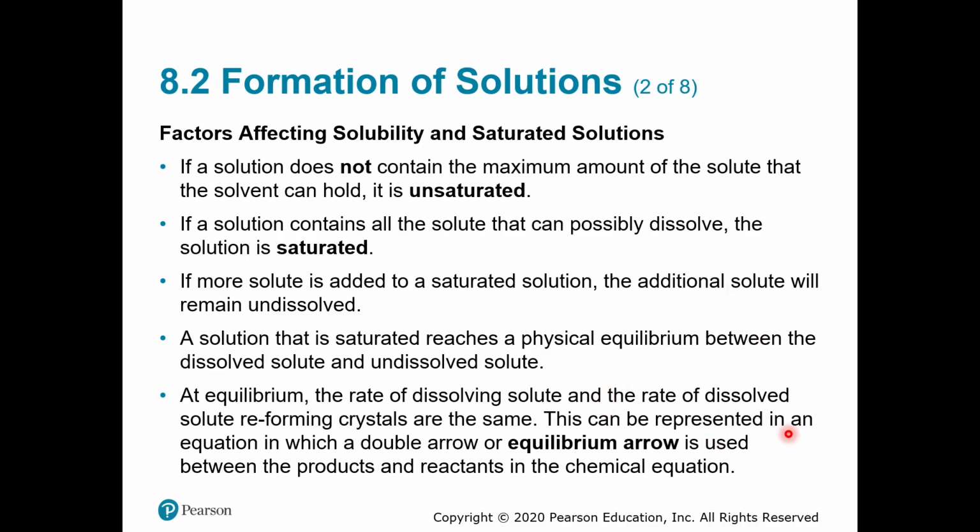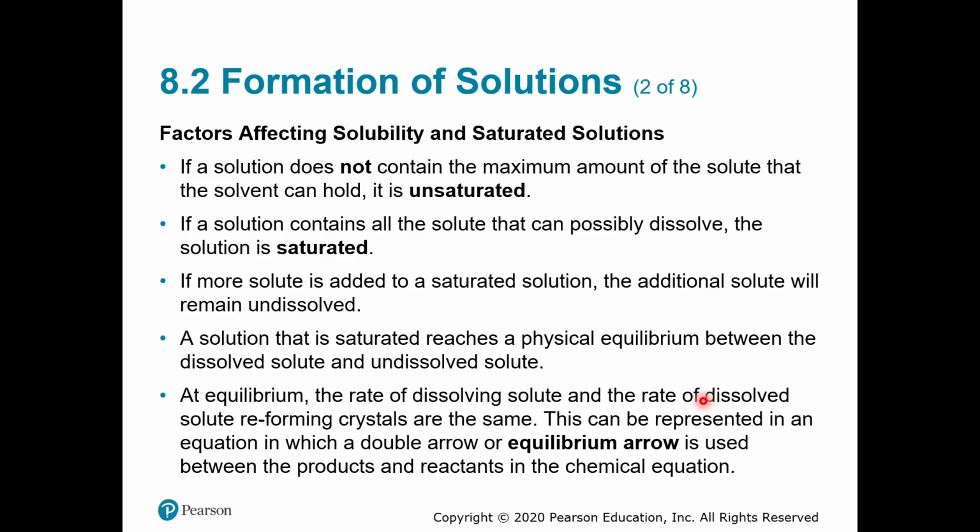Now, at equilibrium, the rate of dissolving the solute and the rate of dissolved solute reforming crystals are going to be the same, and that's what the equilibrium arrow tells us. It's going to be a double arrow, and this is telling us that our reaction is going in both directions, and it's going at equal speed in both directions. Okay? So we get no overall change, but we constantly have some coming in, we have some going out.